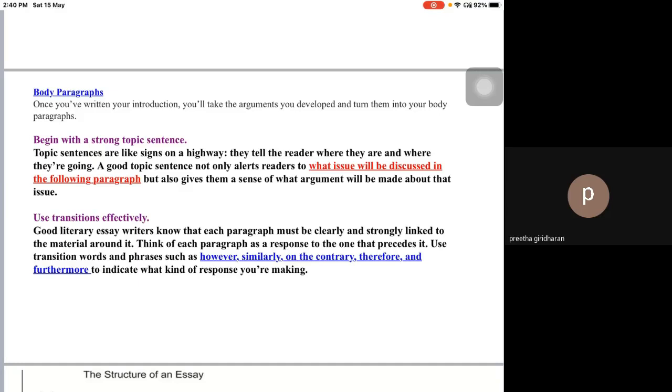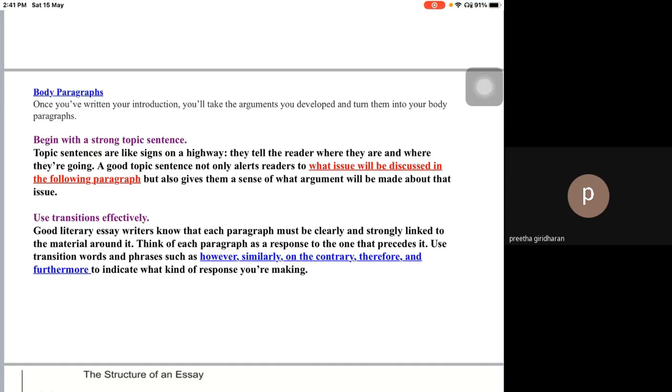Then again, using transitions effectively. Good literary essay writers know that each paragraph must be clearly and strongly linked to the material around it. Think of each paragraph as a response to the one that precedes it. So one has to flow very smoothly into the next. Use transition words and phrases such as however, similarly, on the contrary, therefore, furthermore, etc. to indicate what kind of response you are making. So having a good transition is very effective overall when you write your essay.